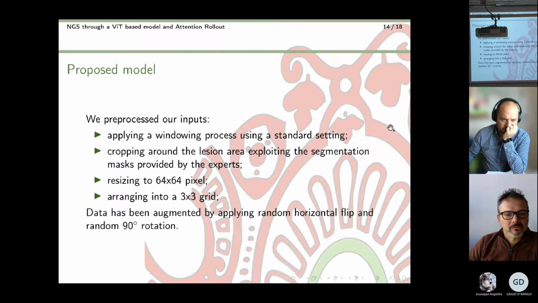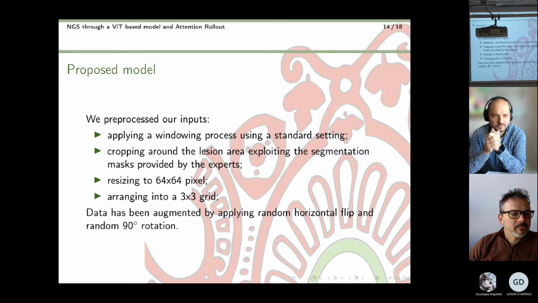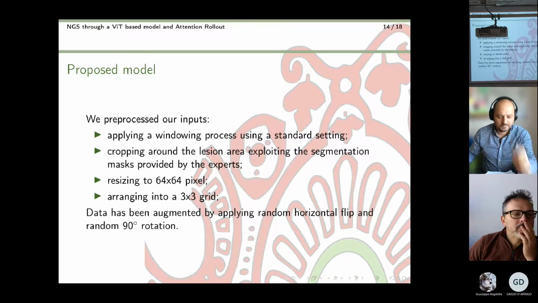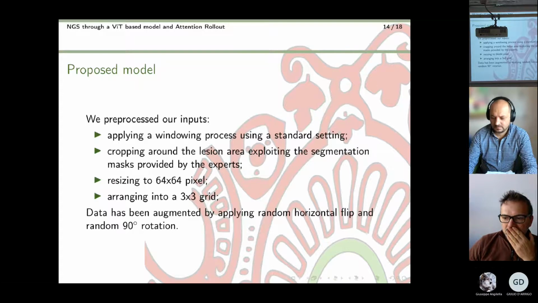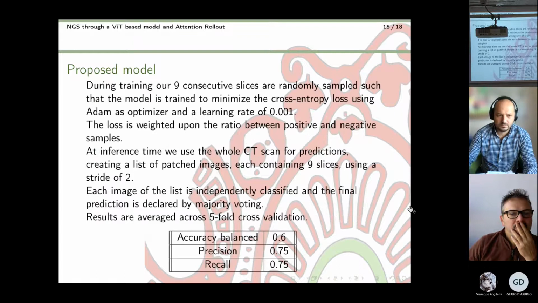This is how we pre-processed the input. First of all, we applied the windowing process using a standard setting. Then we cropped the images around the lesion, exploiting the segmentation masks the oncologist provided. Also, we resized them to 64 by 64 pixels, and we arranged the slices into a 3x3 grid, of course, because they have to be fed into the vision transformer. The data is also augmented by applying random horizontal flip and random 90-degree rotation.